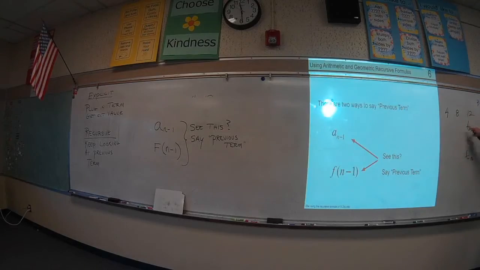If this is T sub 2, what is this? T sub 1. I'm going backwards. Okay. If this is T sub 18, what's this? T sub 17. Oh, see, so if this is the term, I'm looking backwards, right? I'm just going back one term.